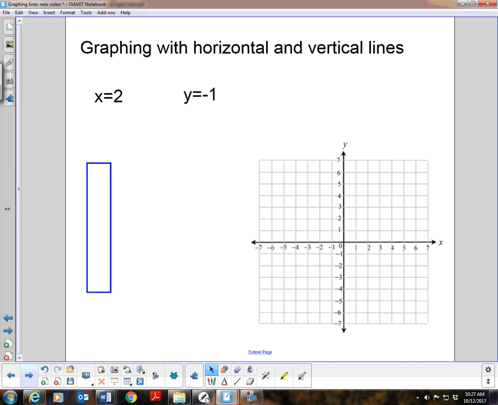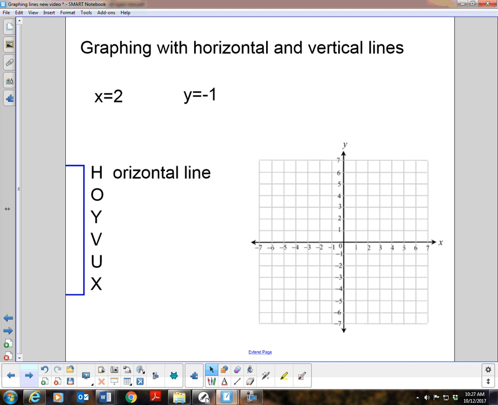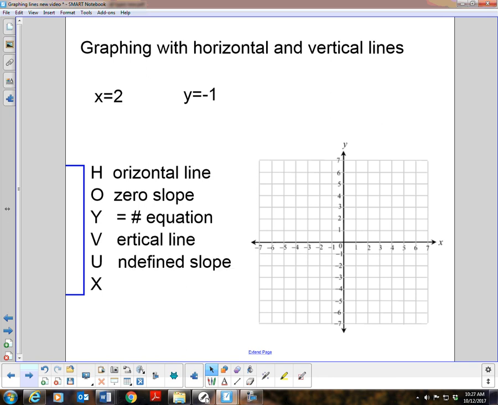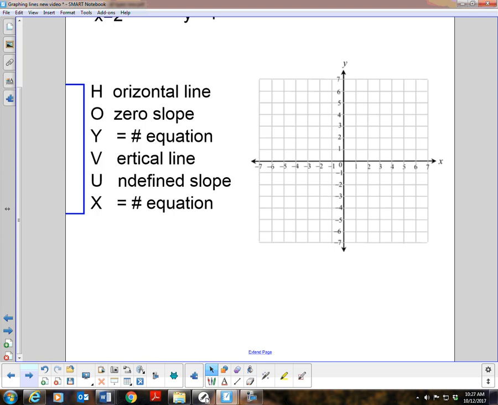All right, now graphing with horizontal and vertical lines. Now, if you can remember how this works, that's great. If you can't, then one of the things we always refer back to is HOY-VUX. So HOY-VUX is a little acronym to help us remember how to graph a horizontal and vertical line. So first of all, in HOY-VUX, the horizontal line, H, the 0 is the slope of the line. The y equals is the equation, y equals the number. Vertical line, undefined slope, with the x equals the equation. Okay, and so that's everything that we have for that one.